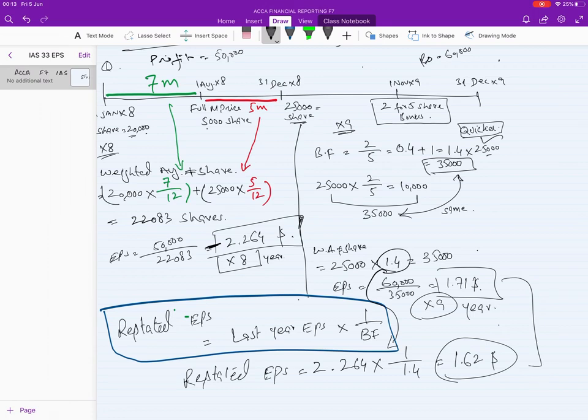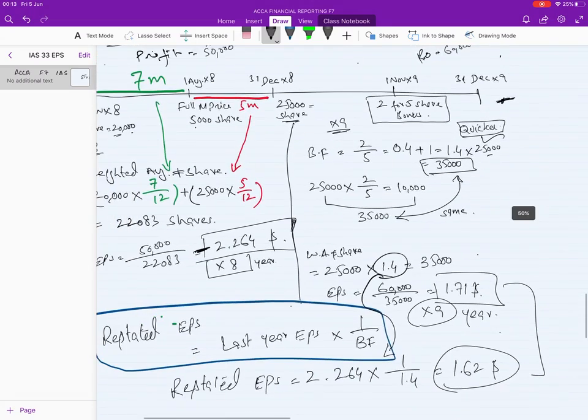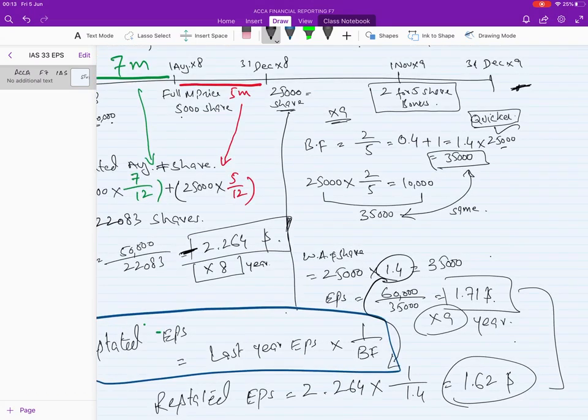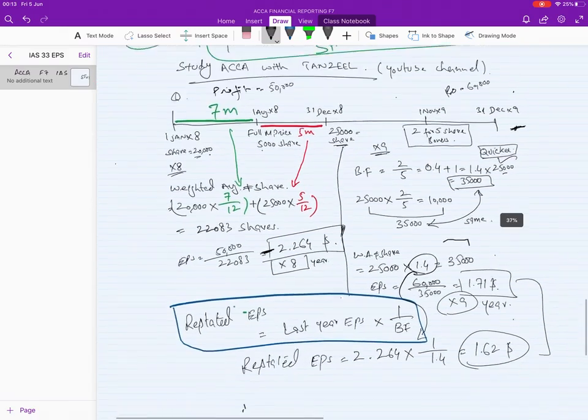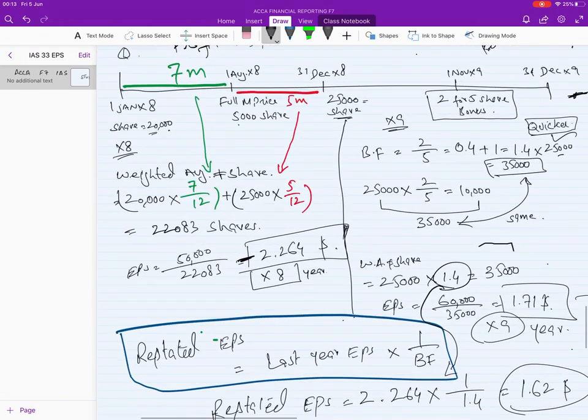Now you can see these values are pretty close, because in this year you did a bonus issue, but last year it was a full market price issue. So that is why you cannot compare directly, because it was not a like-with-like comparison. To make it a like-with-like comparison, you have to do the things which I have done.